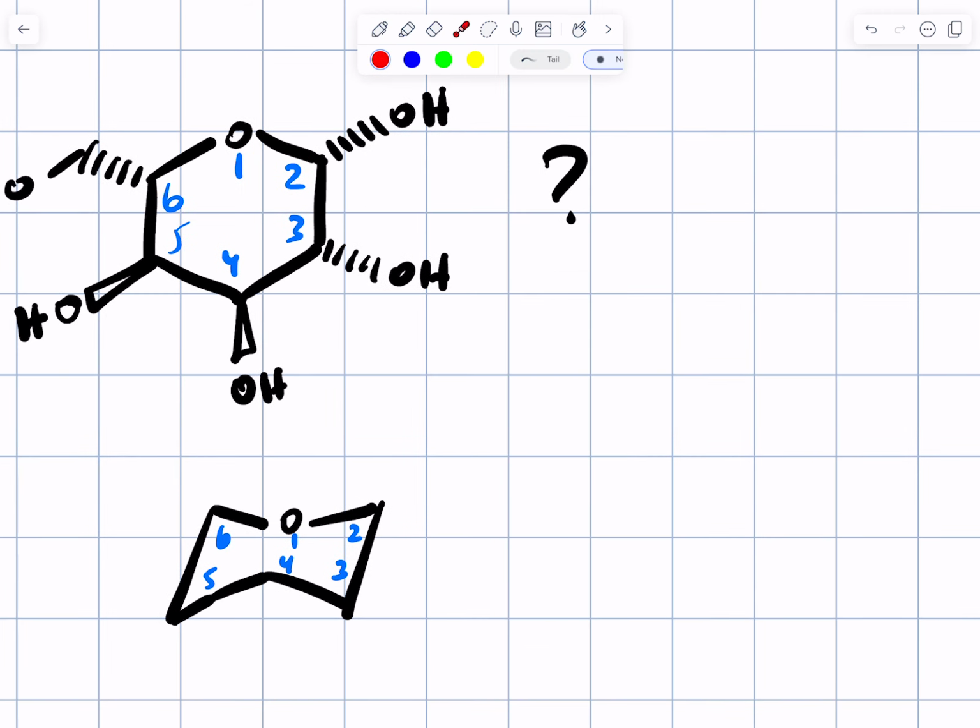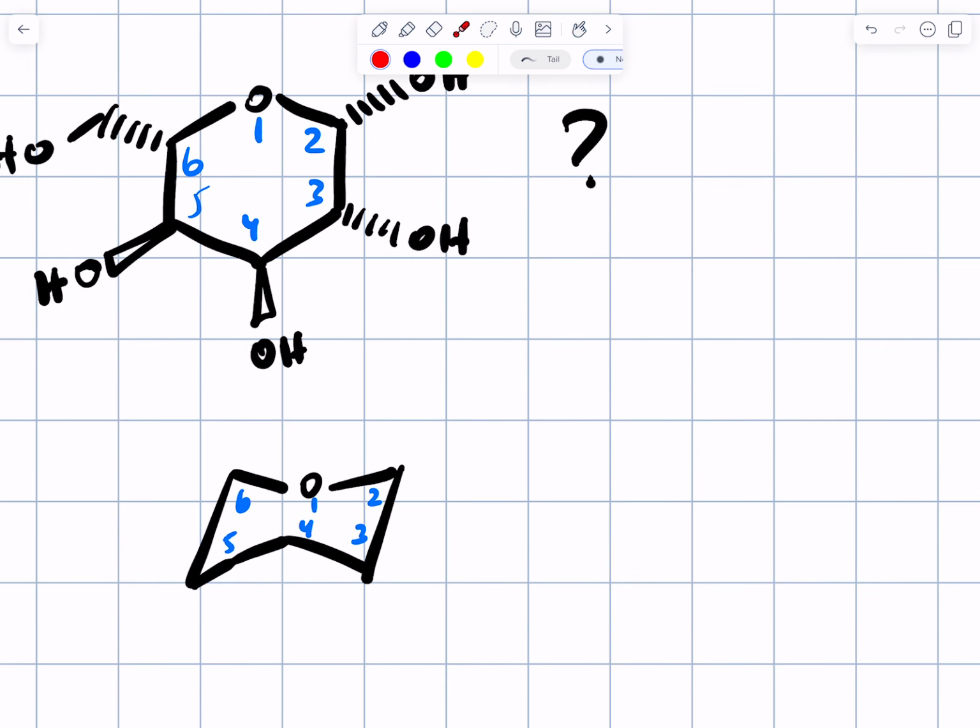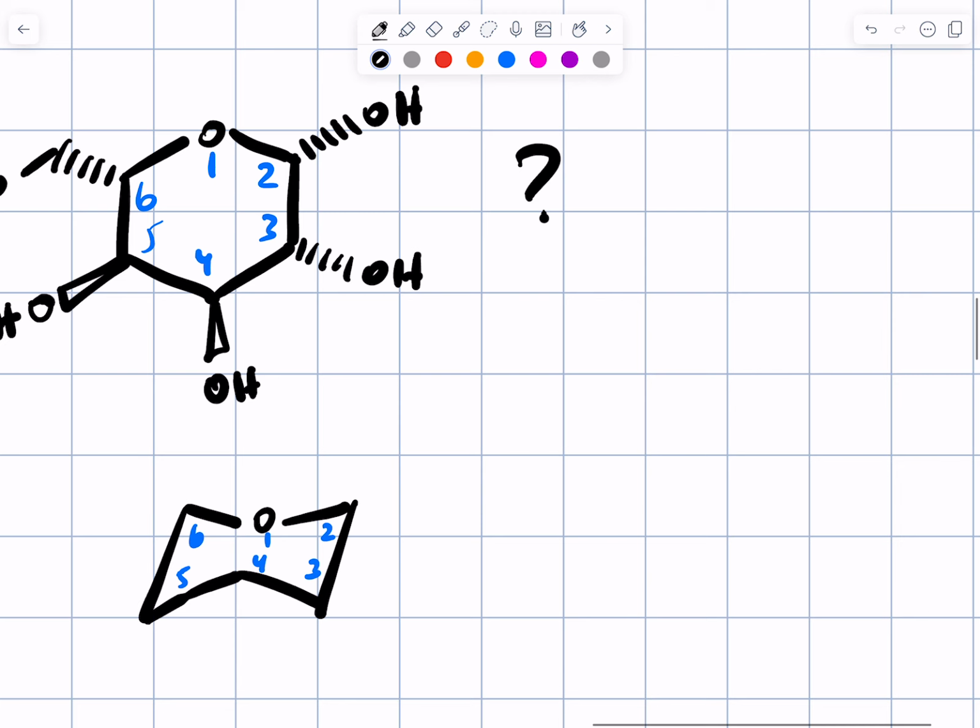Then we're simply going to follow around the ring and put the groups in the right place, realizing that dashes like this mean a group is down relative to the ring, whereas wedges like this mean a group is up relative to the ring. So on carbon 2, in our drawing below, carbon 2 is an up carbon. Which position is down on that up carbon? Is it the axial position or the equatorial position? Equatorial, good. So the OH goes there.